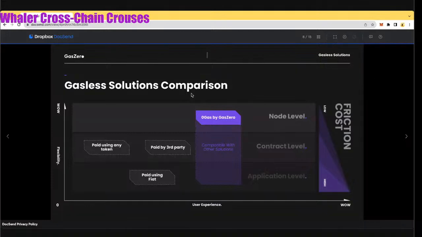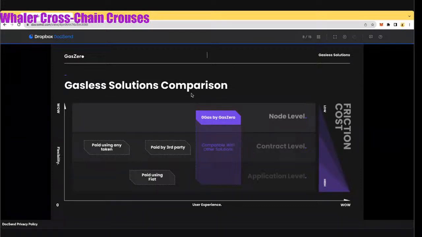Gasless solutions. There are different levels which we have: application level, smart contract level, and node level. Our vision is to solve as many problems as possible on the node level and not bring them to the contract level, so these problems won't be heavy and won't take gas to solve. So zero gas by GasZero is a solution which will be solved on the node level. Interaction with the smart contract should be paid by third parties, paid by dApps.